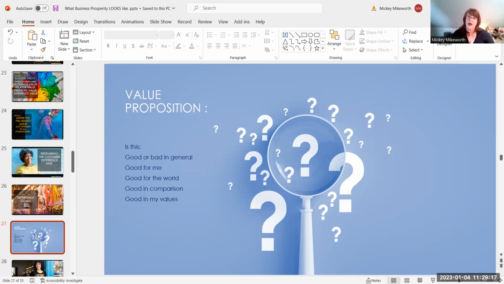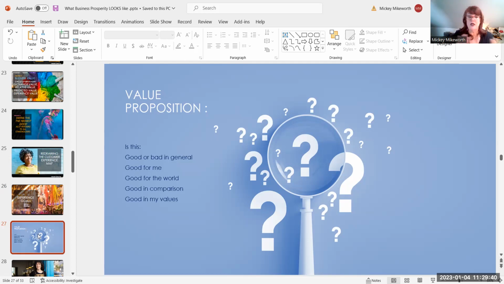and take a breath on values proposition. And that values proposition of how are we magnifying out in the world? How are we making things bigger? And looking at that with our question mark self, our curious mind, is to say, is this good, bad, or indifferent? Is this good or bad in general? Is it good for me? Is it good for the world?